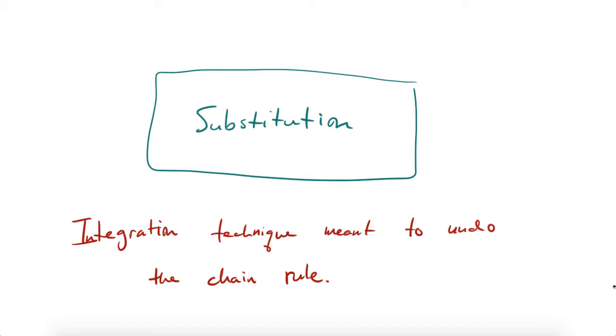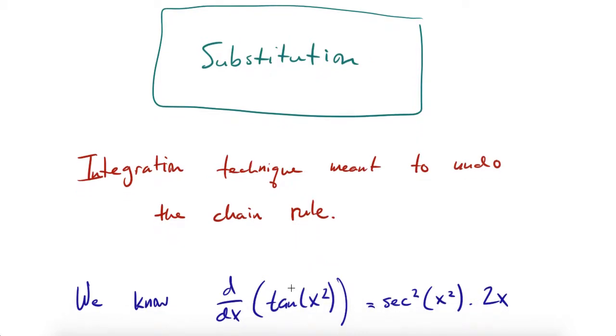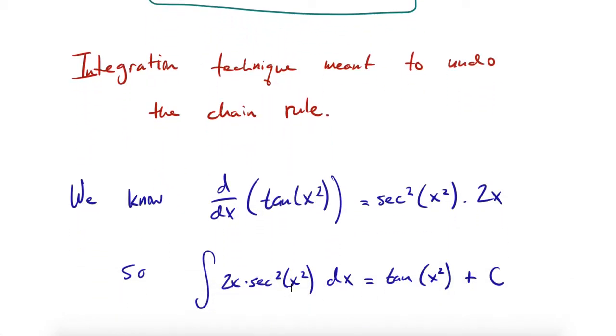In this video, we're going to be talking about substitution, sometimes called u-substitution, which is an integration technique meant to undo the chain rule. So we're trying to take antiderivatives, right? Integration involves anti-differentiating functions. And so what we want to do is think about how to take antiderivatives for composite functions. So, let's just look at a quick example here.